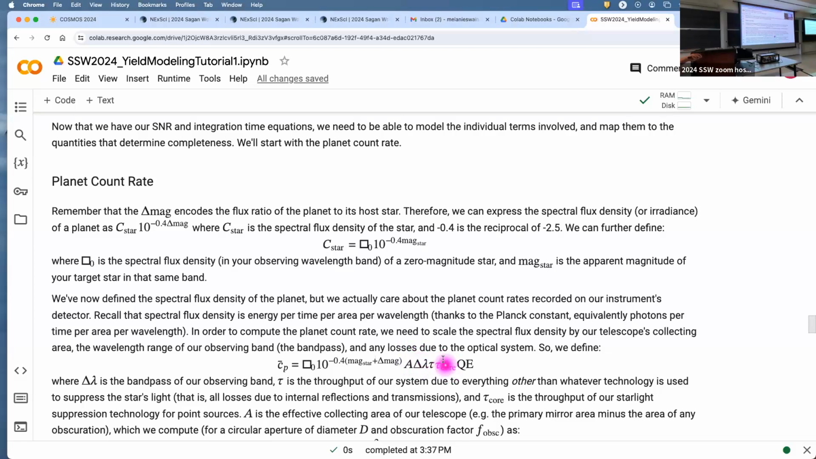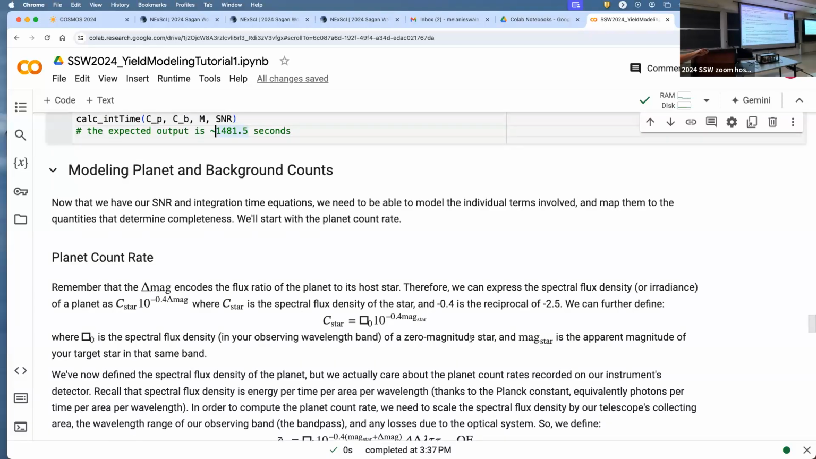All right, and then tau here is meant as the throughput of the optics. So you've got the reflectivity of every optical system, every optical surface in your telescope.